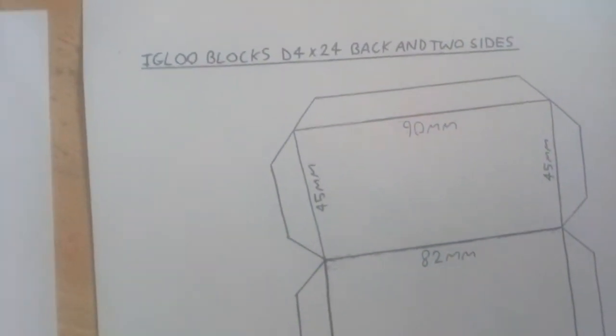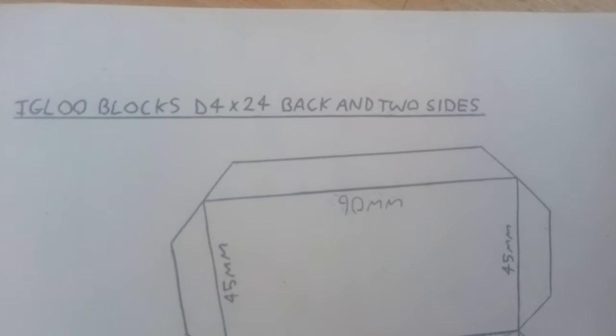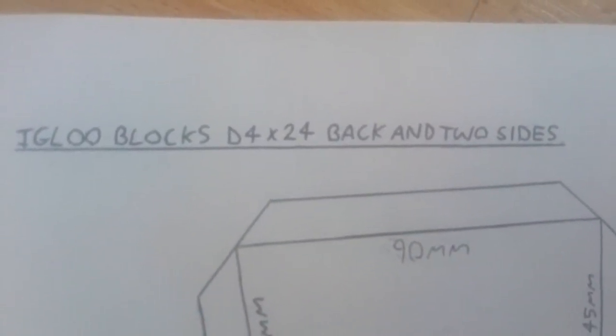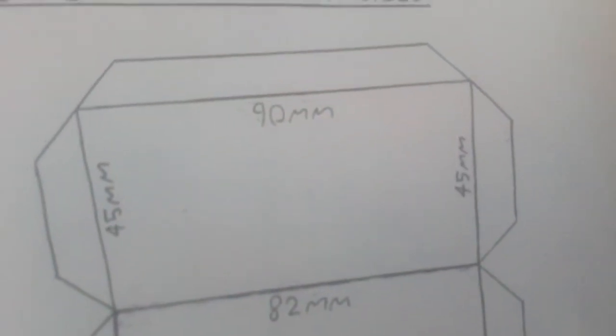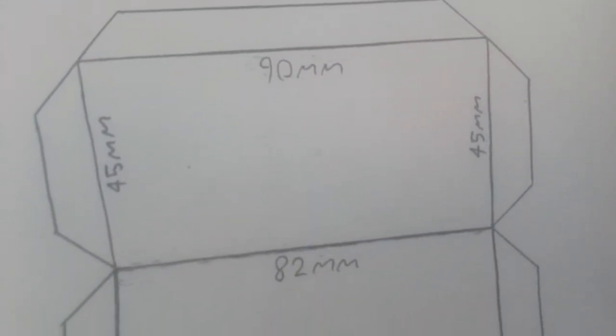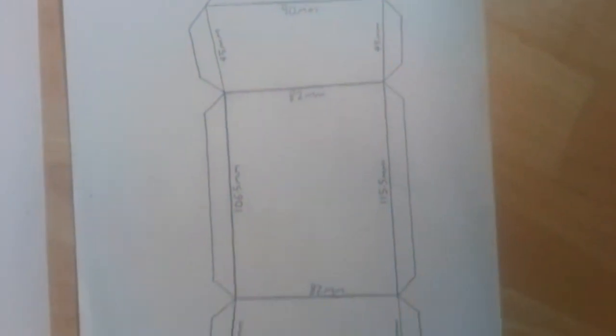I was watching Igloo Blocks Part 1 and I realised I made this mistake on one of the templates. The template is D4 back and two sides. I'll show you the error. This is the right one. It should be 106.5 and 115.5. Okay? That is the right one.